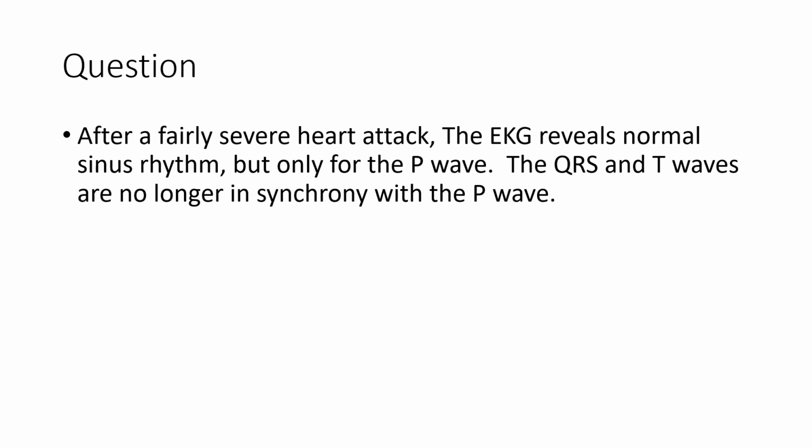Okay, so just a quick concept check. Let's think about this question together. After a fairly severe heart attack, the EKG reveals normal sinus rhythm, but only for the P wave. The QRS and the T waves are no longer in synchrony with the P wave. So what is this problem?